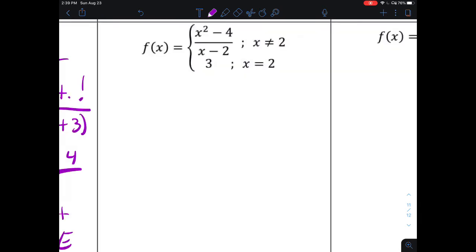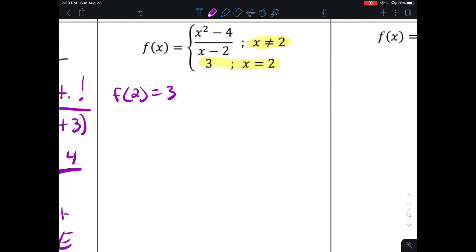Now let's look here at this next one. So this one we don't quite have so many parts in it. As long as x does not equal 2, we're going to use that rational function. But when x does equal 2, we equal 3. So we do have a defined value for f when x is 2. So f of 2 is equal to 3. So that's the first requirement for continuity. The function needs to be defined at the x value.